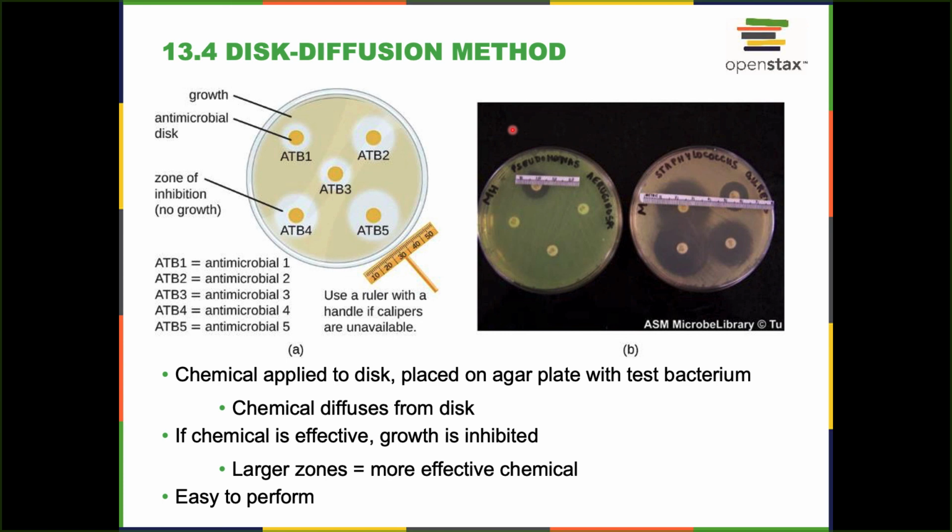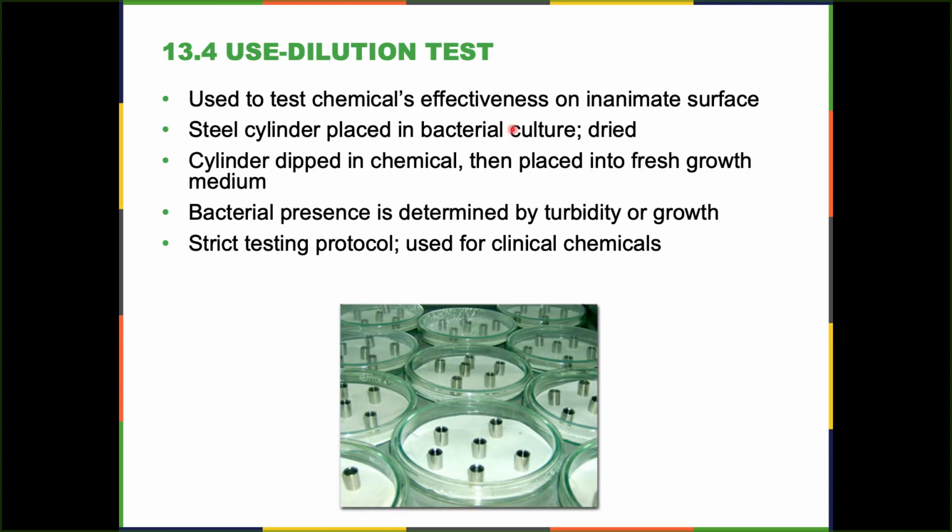Sometimes, by the way, it's called a Kirby-Bauer test, right? This disk diffusion or Kirby-Bauer test is easy to perform, right? So it's a very quick way to determine how effective a chemical is against multiple types of bacteria, right? But sometimes it has its limitations, right? So for example, if you want to see how effective a chemical is on a surface, you would use something called a use dilution test.